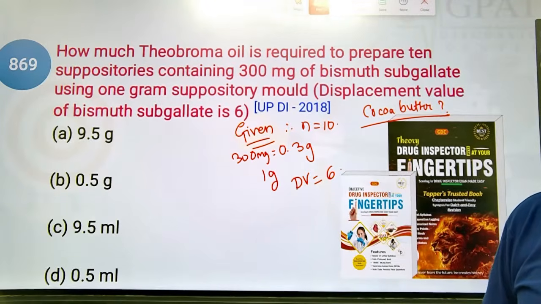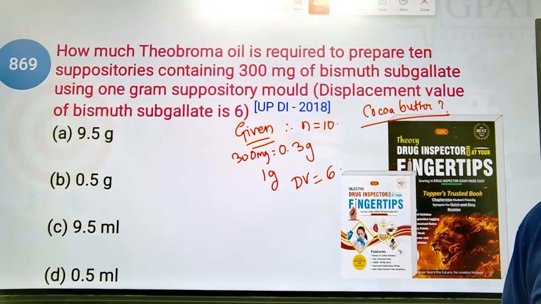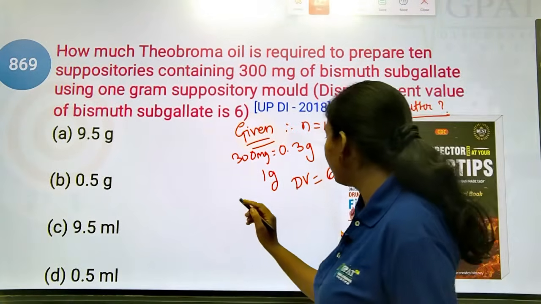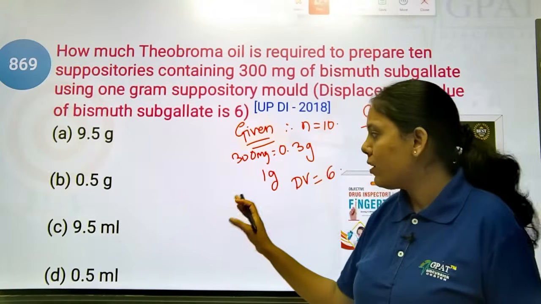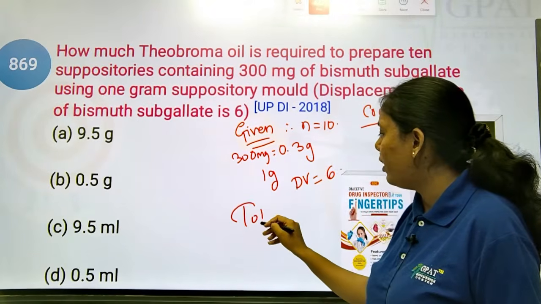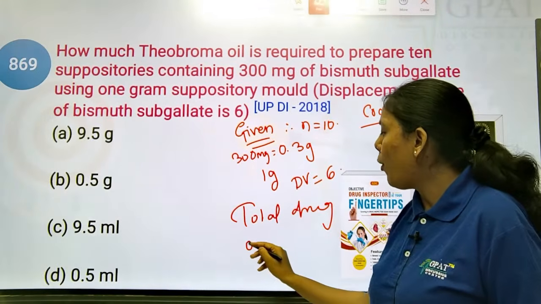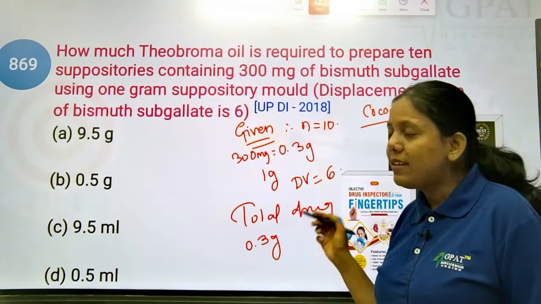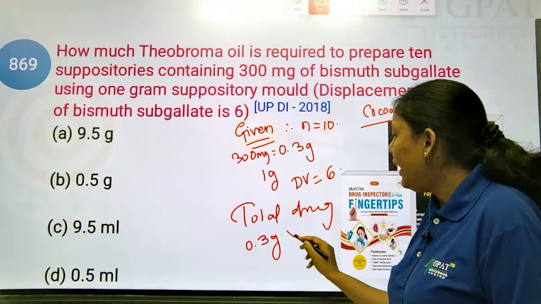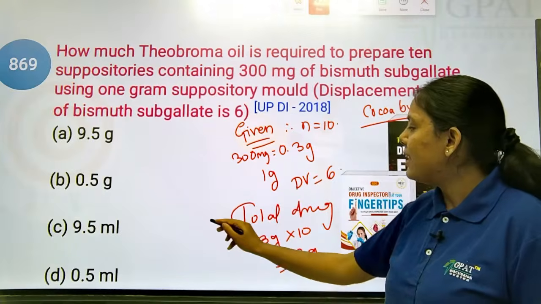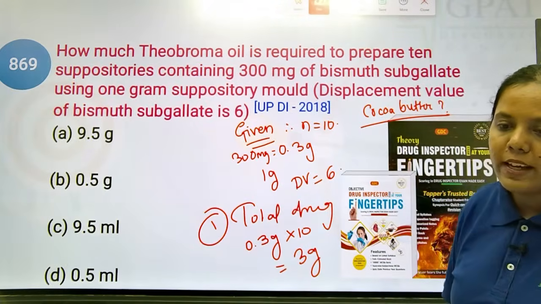That means they are asking how much total cocoa butter is required, right? So we have written how much is the total drug. You first write with me, because I need some space also to write it down. Okay? So total drug is how much? 0.3 gram, which is present in one suppository, into 10, which is nothing but the 3 grams. Okay? This is our first step of the calculation.